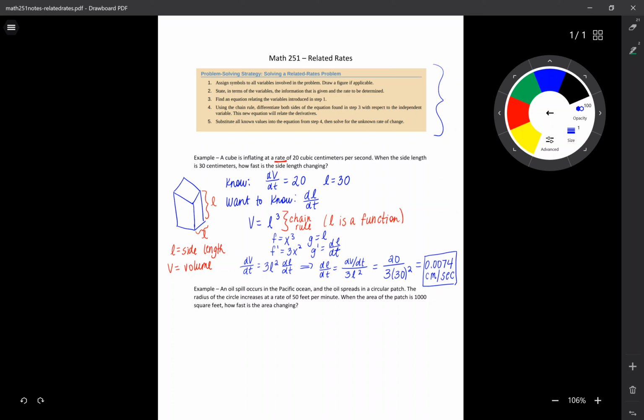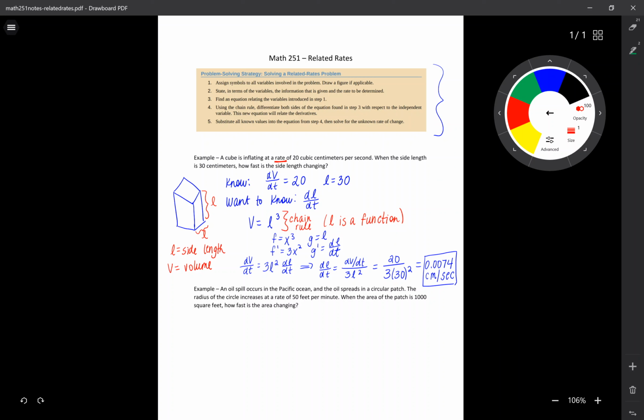Okay, let's do one more example. An oil spill occurs in the Pacific Ocean, and the oil spreads in a circular patch. The radius of the circle increases at a rate of 50 feet per minute. When the area of the patch is 1,000 square feet, how fast is the area changing?